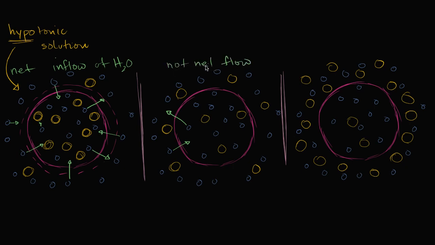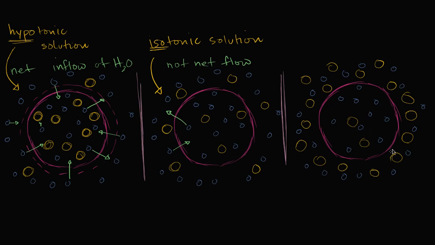And this type of solution, where you have the same concentration of solute in the solution as you do inside the cell, we would call this an isotonic solution. The prefix iso refers to things that are the same. It has the same concentration of solute. And so you have no net inflow. So in a hypotonic solution, you have water molecules going into the cell, expanding it, kind of like a filling balloon. In an isotonic solution, no net flow.